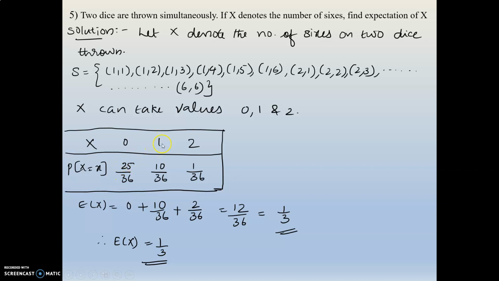Similarly, exactly one six, there are 10 cases: (1,6), (2,6), (3,6), (4,6), (5,6), (6,1), (6,2), (6,3), (6,4), (6,5). So 10 upon 36. Similarly, for 2 sixes there is only one chance, that is 1 upon 36. Expectation of x you can find out by multiplying these. So 1 upon 3 is the answer for this question.